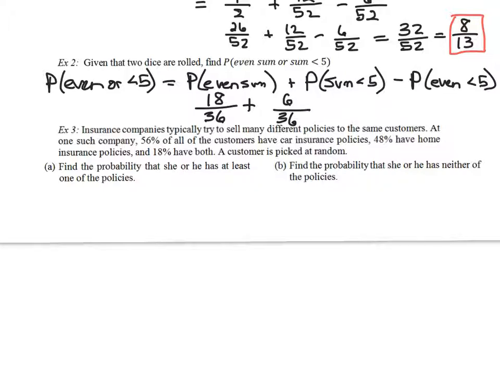36 sums. Minus the even sums that are less than 5: 1 and 1, 1 and 3, 3 and 1. So subtract 3 out of 36. When we add and then subtract, we're getting a total of 21 over 36, and that reduces to 7 out of 12.